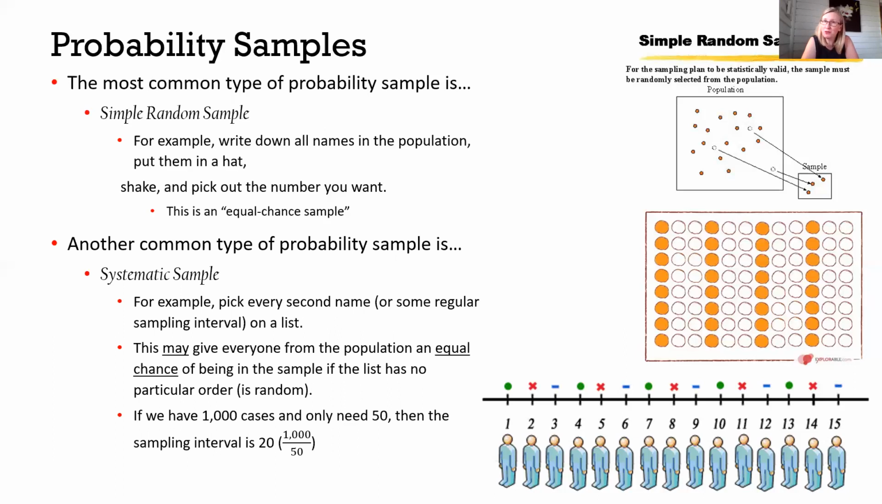Okay, so imagine if we sat around a table and I told you all to count off in numbers: 1, 2, 3, 1, 2, 3. Each person is assigned to a group systematically. So it's no longer just choosing things out of a hat, but it's based on where you're sitting. Now, I'm ensuring there's no bias here because the list already exists, or the people sitting at a table already exist. Now, it may give everyone from the population an equal chance because the list has no particular order. So we call that a systematic sample, and sometimes that's easier to do than a simple random sample, okay? Especially if we're dealing with lists, like a phone book.